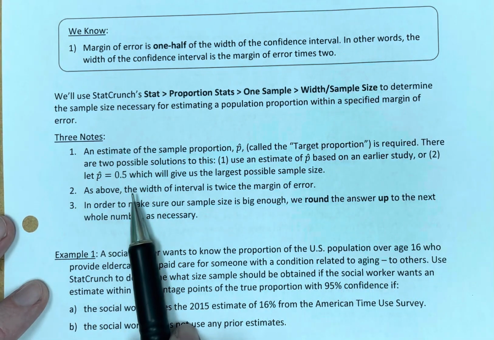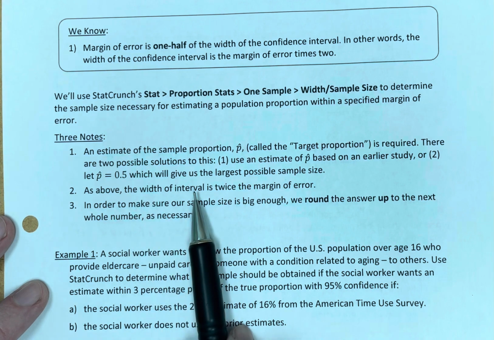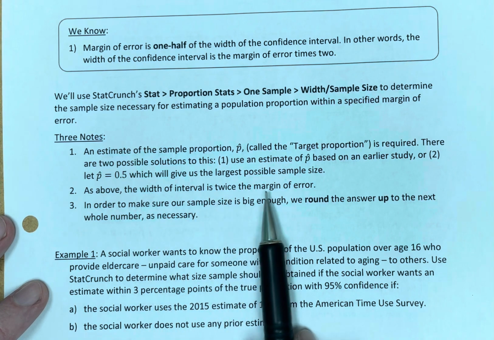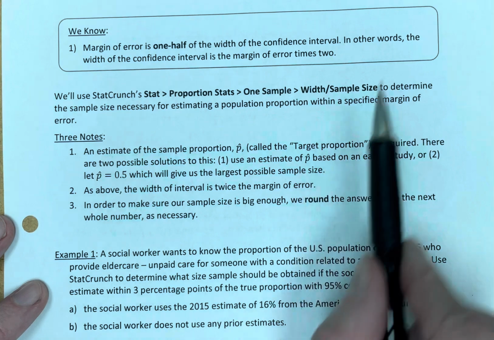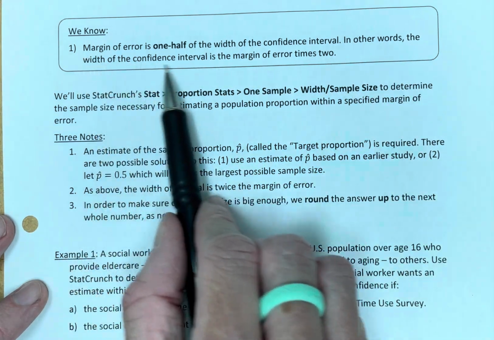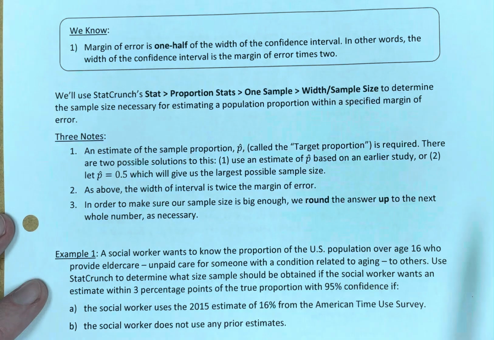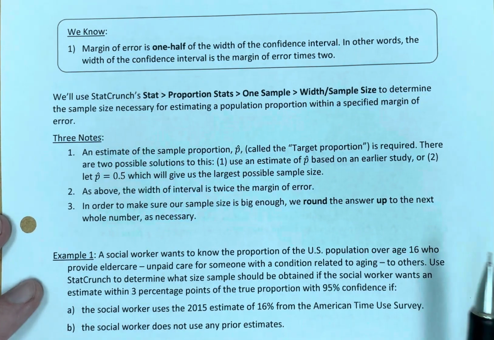Number 2, as above, the width of the interval is twice the margin of error. Okay, the width of the interval is the margin of error times 2. We want to remember that.